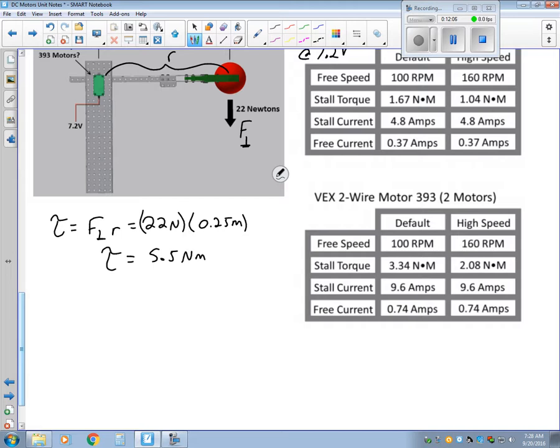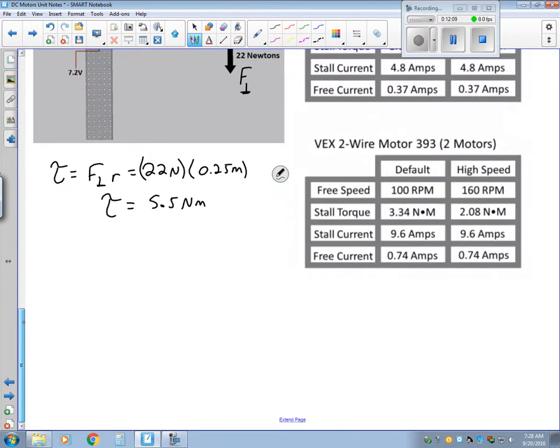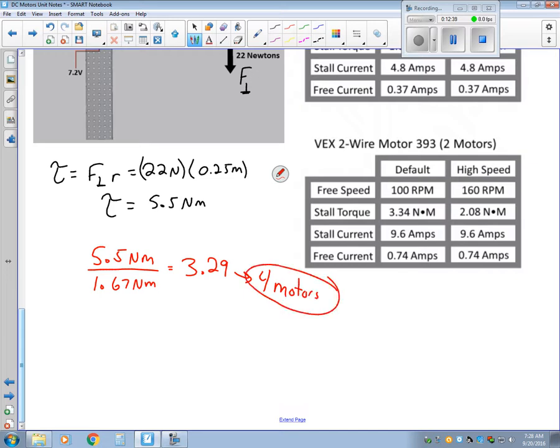From there, I just take that and divide it by the stall torque of a single 393 motor. And this gives me 3.29. I can't have 0.29 motors. So even if it's 3.001, you still have to round it up. I need to have 4 motors. This concludes our entire unit on DC motors.